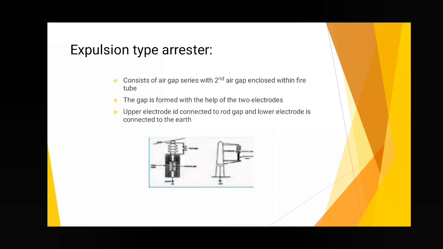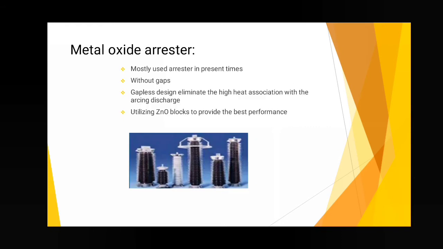Expulsion type arrestor. The expulsion type arrestor consists of an air gap in series with a second air gap enclosed within a fire tube. The gap is formed with the help of two electrodes. The upper electrode is connected to the rod gap and the lower one is connected to the earth. The below diagram is expulsion type arrestor.